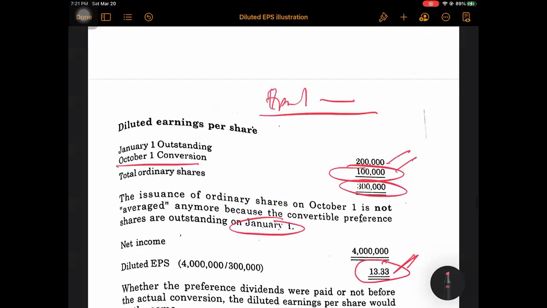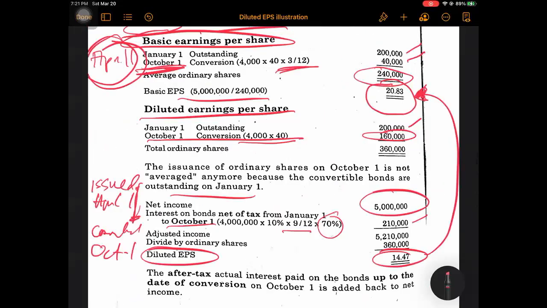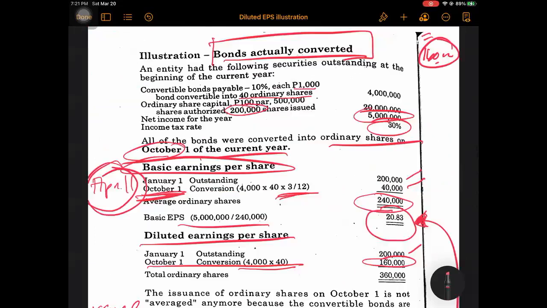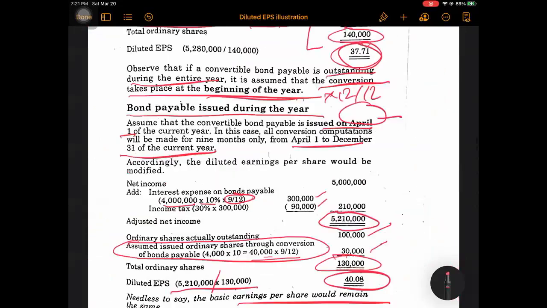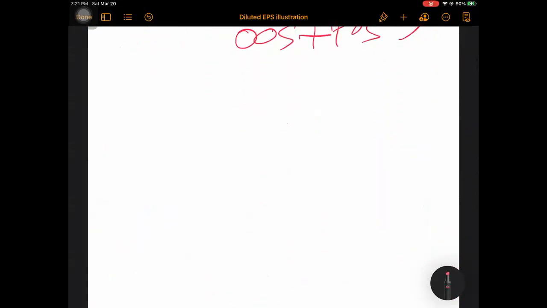Next, we proceed with the last type of potential ordinary shares. You have the share options and share warrants. The computation here is a bit more complicated compared to the other two types.